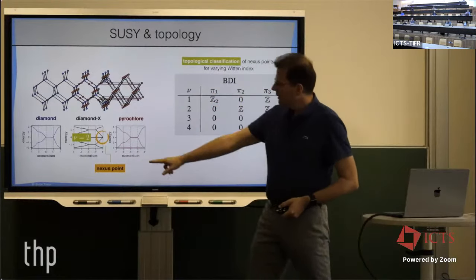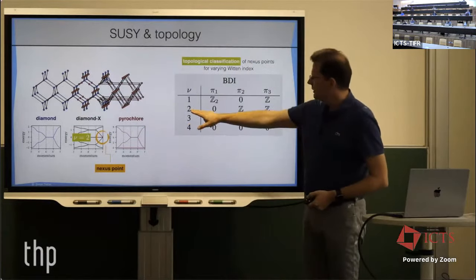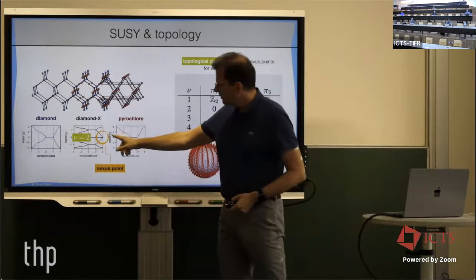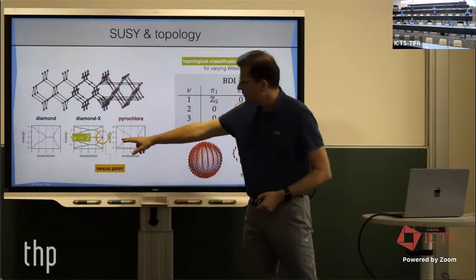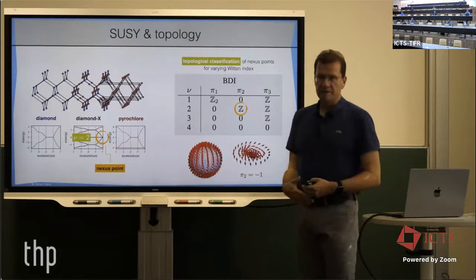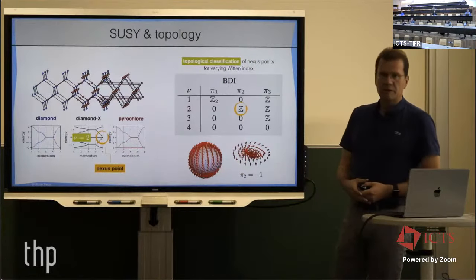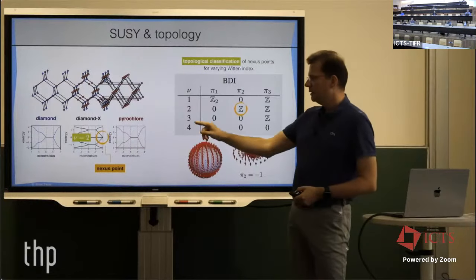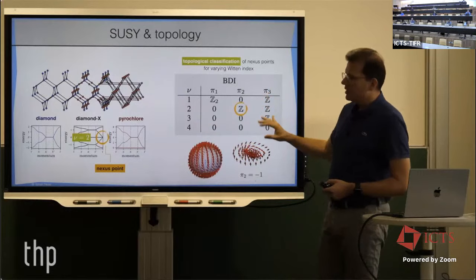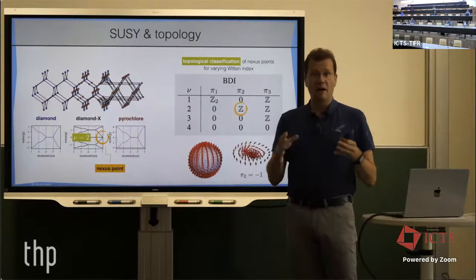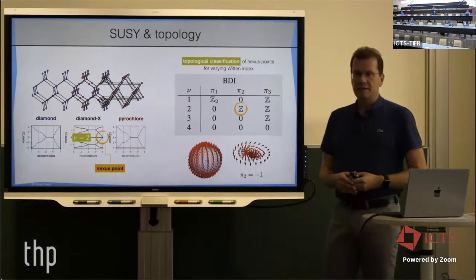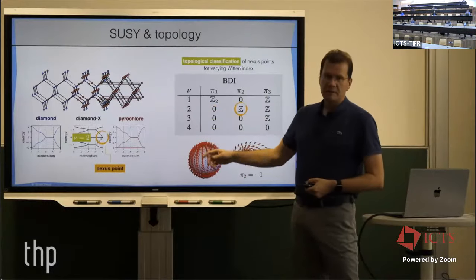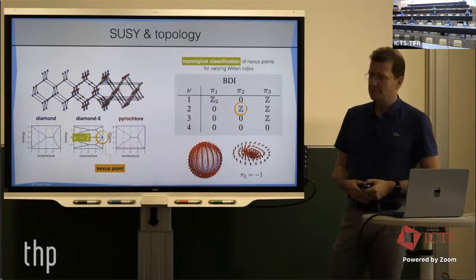So for the example here, where the Witten index is 2, you look here and you find that pi 2 can be non-trivial, and it is. If I put a sphere around this gamma point, nexus point, I find that the Berry curvature is indeed non-trivial, and pi 2 is minus 1. So that's a topologically non-trivial nexus point on this diamond X lattice. And I can do such a classification of nexus points for all five chiral symmetry classes, giving me a five-fold way classification of such nexus points in the presence of non-trivial Witten indices.